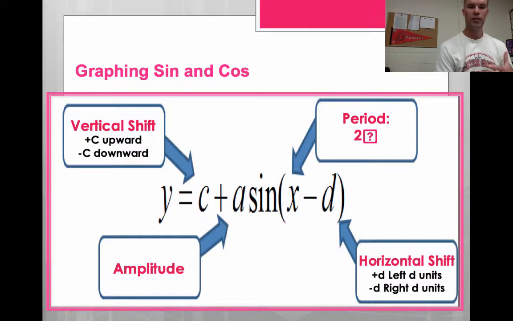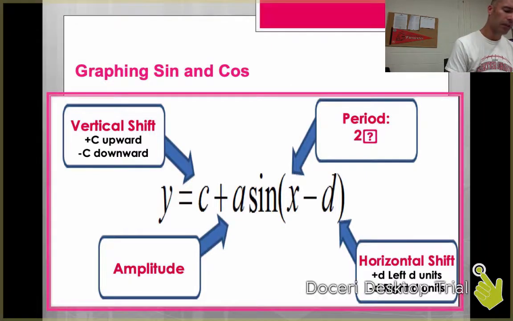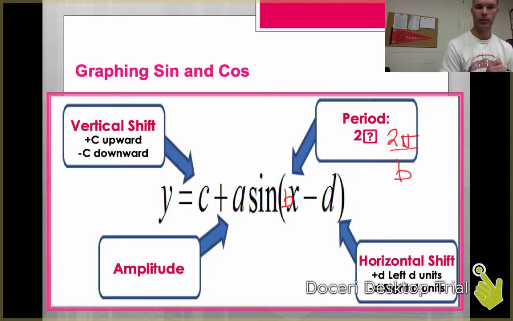The coefficient of the sine or cosine, so the coefficient of the trig function itself, we call that the a value. Alright, the absolute value of that is going to be our amplitude. Alright, the b value, there's technically a b value in front of the x right here, that gives us our period. So our period is going to be 2 pi over that b value.